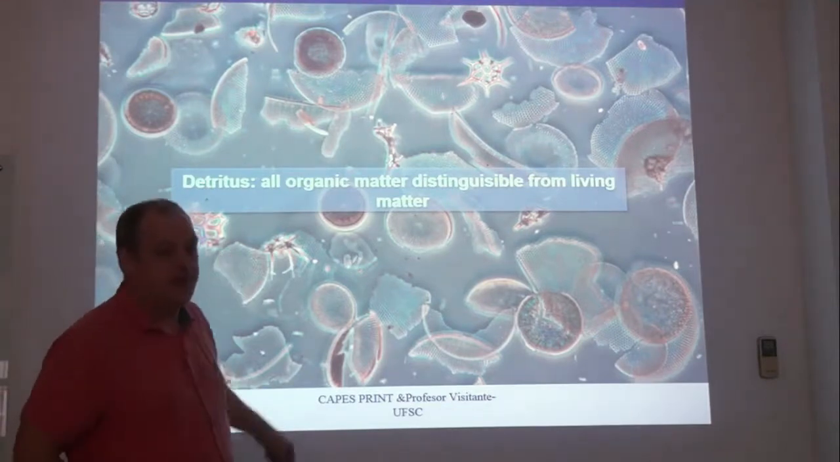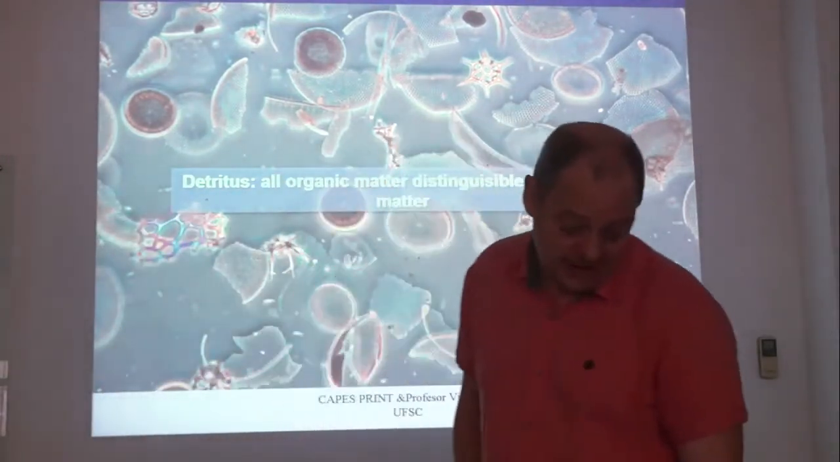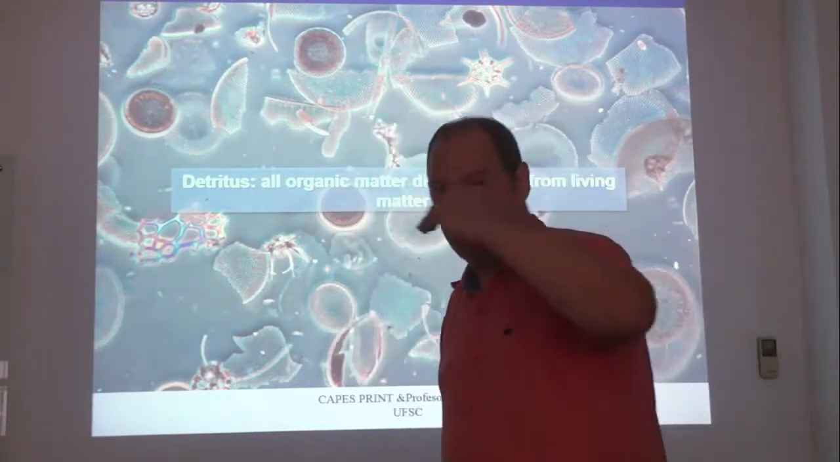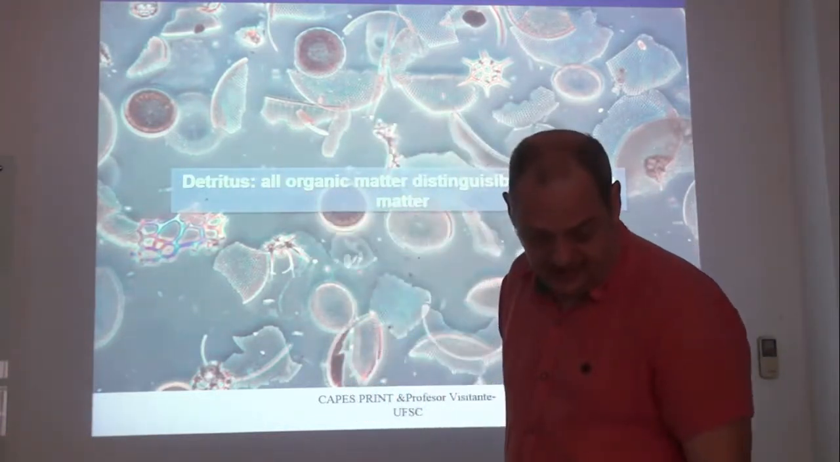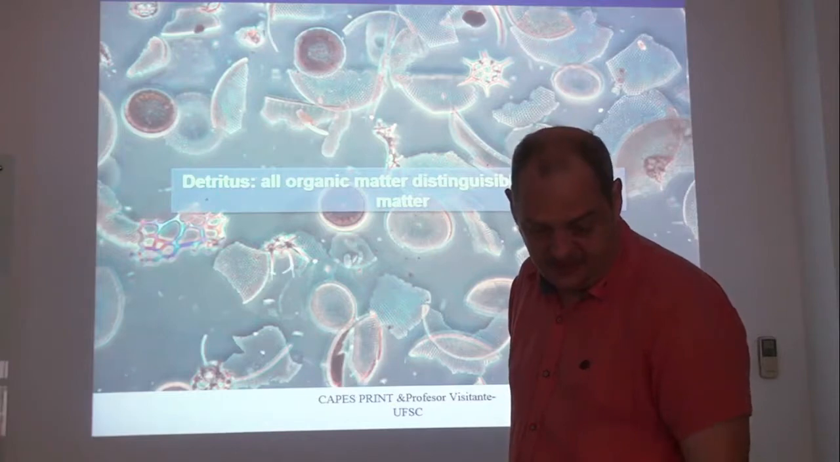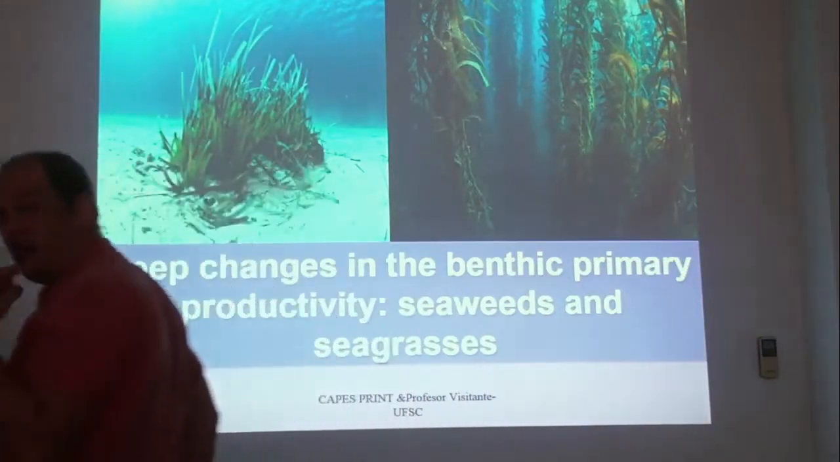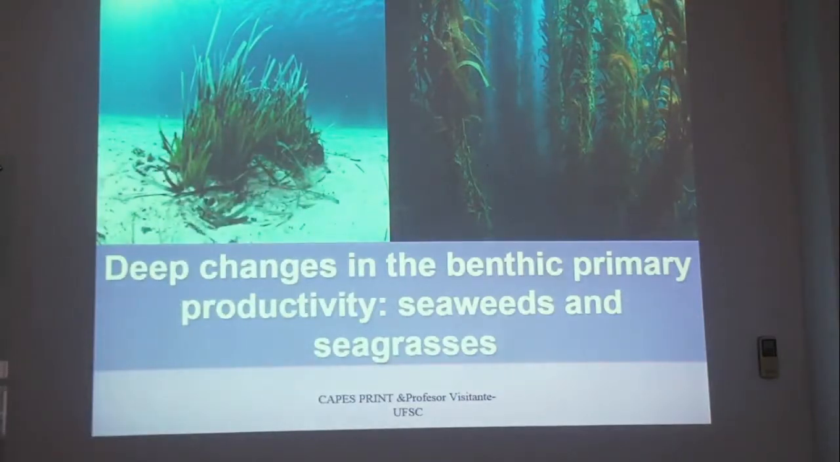This is from phytoplankton. But remember that in coastal areas, and also in other areas, because the transport is much larger than we think, there are these guys. These are also changing. There are deep changes in benthic primary productivity: seaweeds and seagrasses. This is already changing too. And this is part of the detritus that will go to my guys.